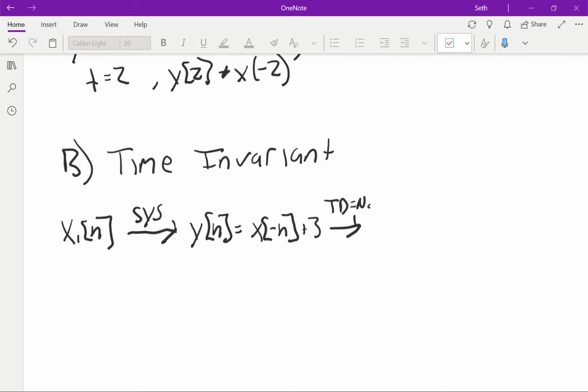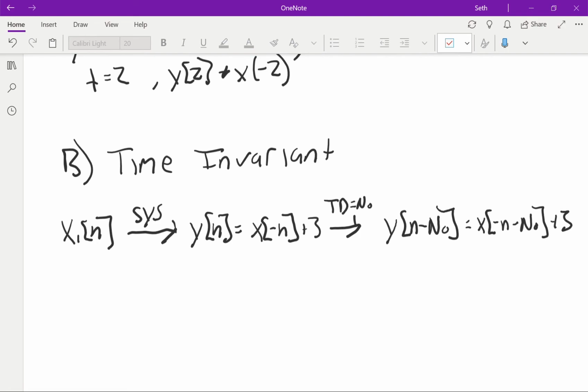Okay, now we're going to send that into a time delay equal to n naught, and we get the final shifted output of y of n minus n naught equal to x of minus n naught plus 3.